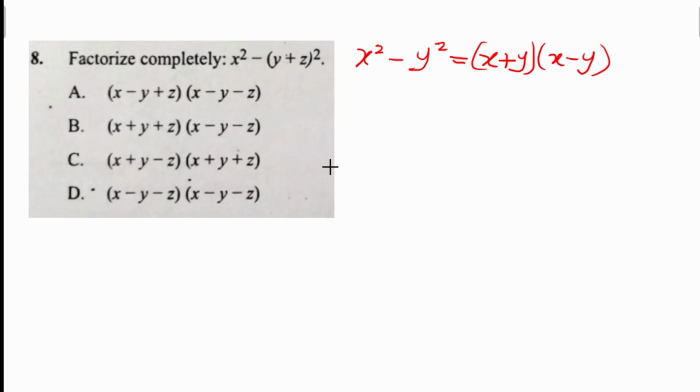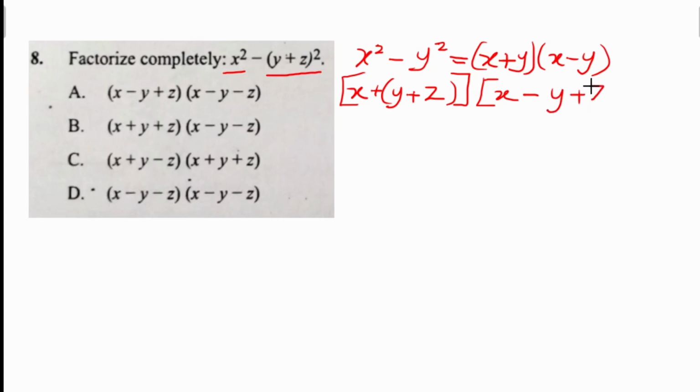So if you want to compare this to the question we have here, then we are going to have x as the first number and then y plus z, both of them together, as the second number. Our question is now going to be x plus (y plus z). Remember, this goes together. Then the whole of this is multiplying x minus (y plus z).